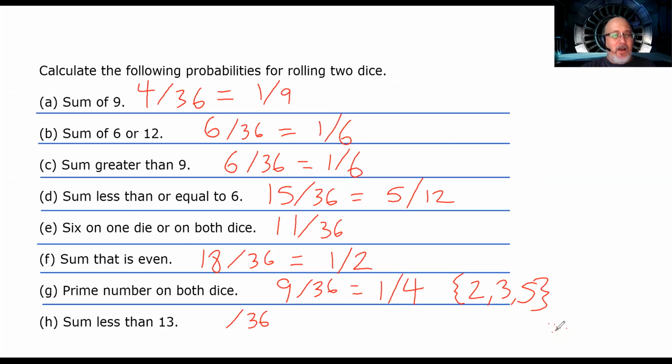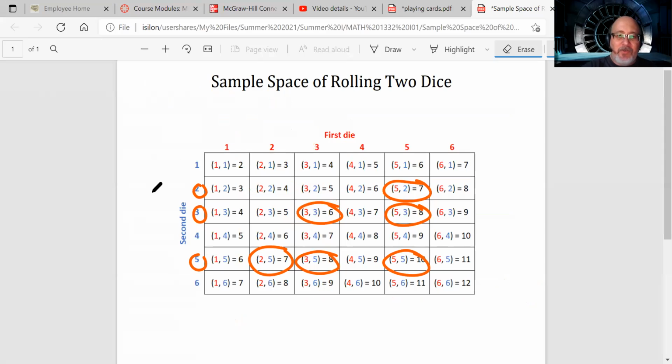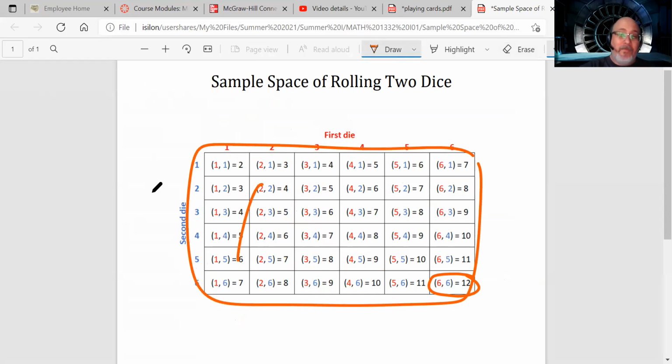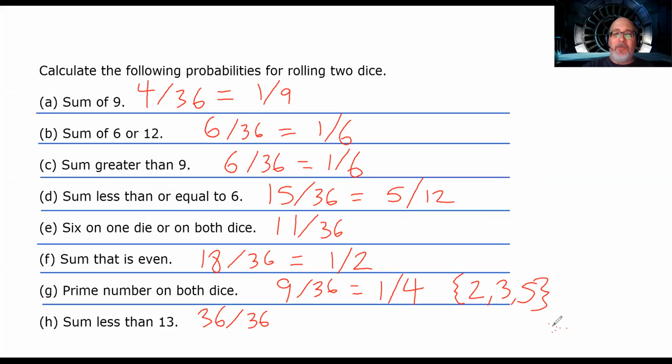And then finally, the probability that the sum is less than 13. This one's actually pretty easy. Why? Well, first, let's clear out all this. Which of these sums are less than 13? All of them. The greatest sum you can get rolling a pair of dice is 12. Every other sum is less than that. So all of them have a sum less than 13, which means all 36 outcomes out of 36 have a sum less than 13.